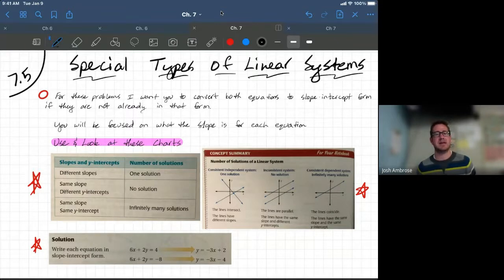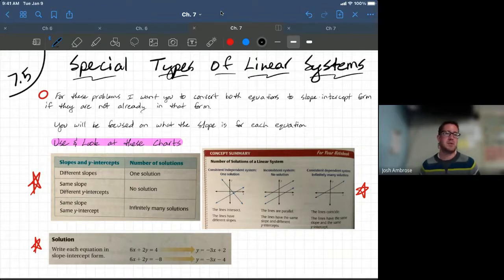This is going to be a nicer section compared to maybe the last section or the section prior to that. It's going to be pretty straightforward here. This is all about solving equations for y. Make them say y equals, and you're in business.